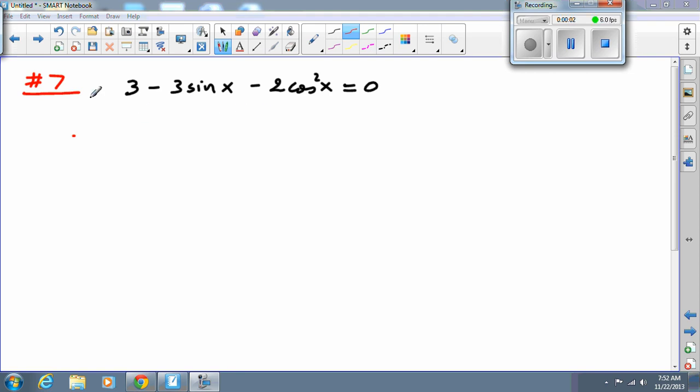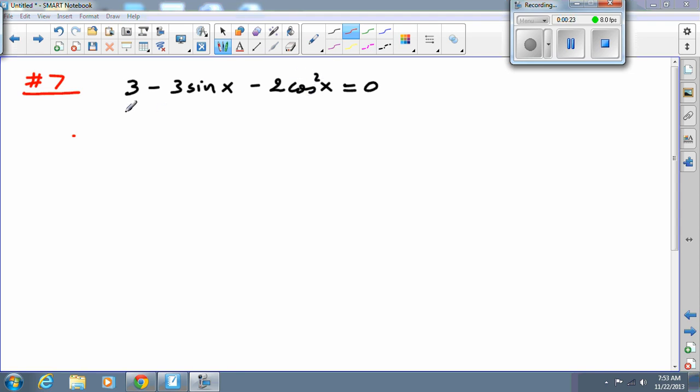Continuing with our review, this is problem number 7. On problem number 7, we're being asked to solve. So our goal is to find the values of x. The first thing to notice is that we have sine of x and cosine squared of x. Unfortunately, it's very difficult to combine these two unless we transform the cosine squared into sine.